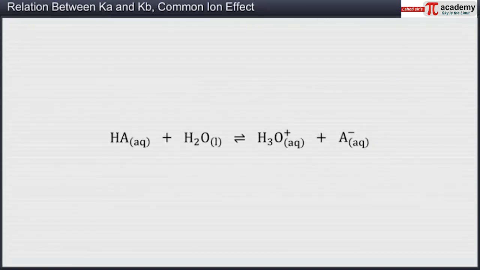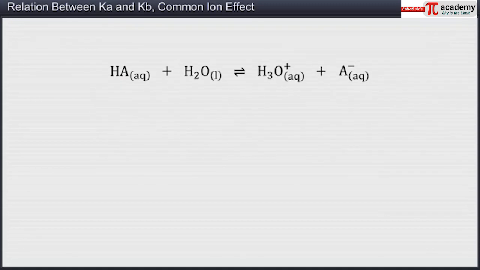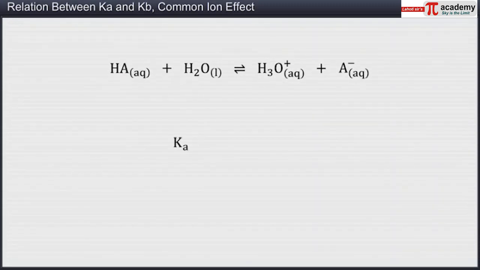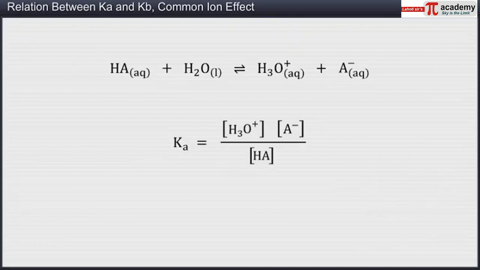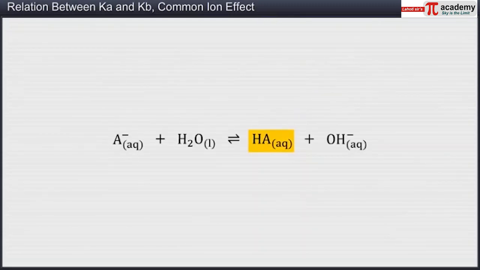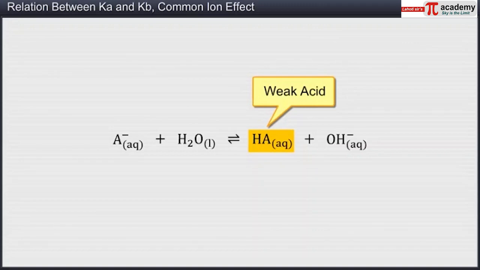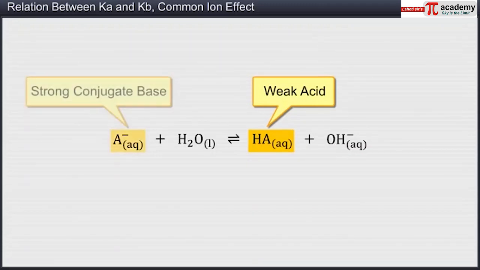Consider the dissociation of weak acid HA in water. The acid dissociation constant, Ka, for this equilibrium can be written as Ka is equal to the product of concentration of H3O plus and A minus ions divided by concentration of HA. HA, being a weak acid, has a strong conjugate base A minus.